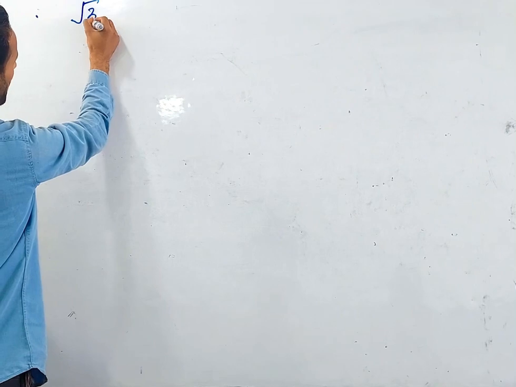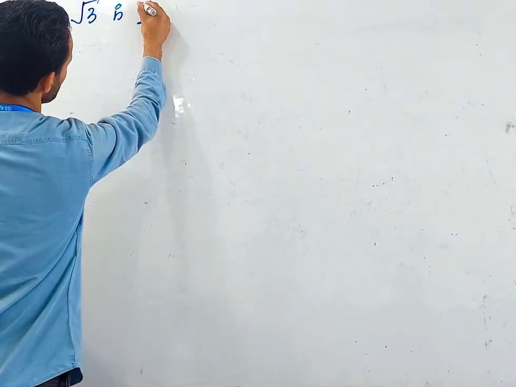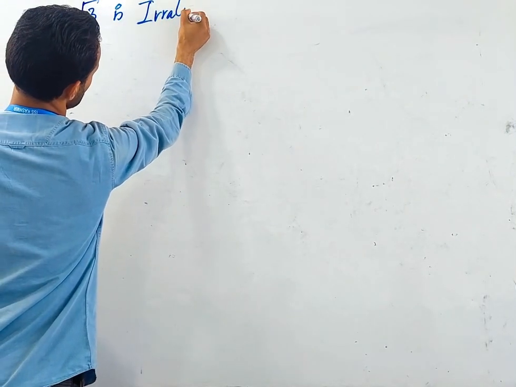We have an important theorem in mathematics which states that the square root of any prime number is always irrational. Today we are going to prove how root 3 is irrational, but this question can be molded to any prime number. So we are going to prove how root 3 is irrational.